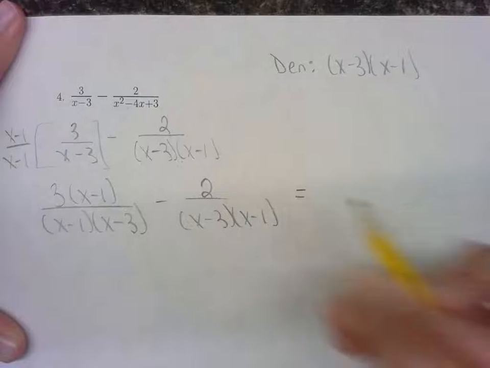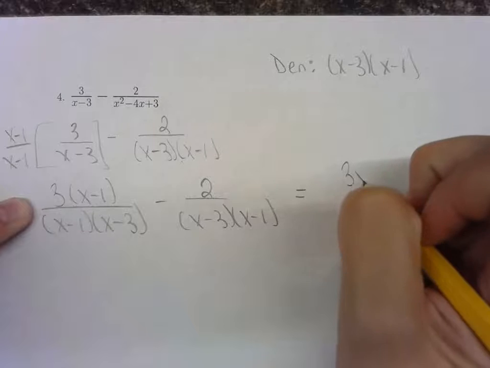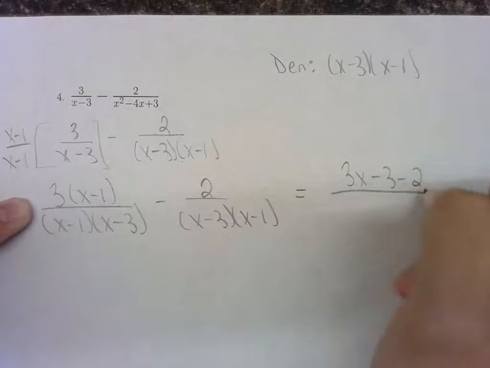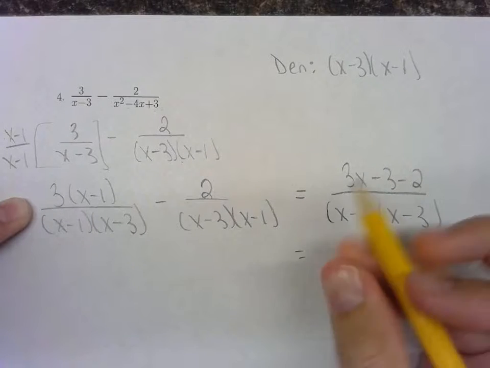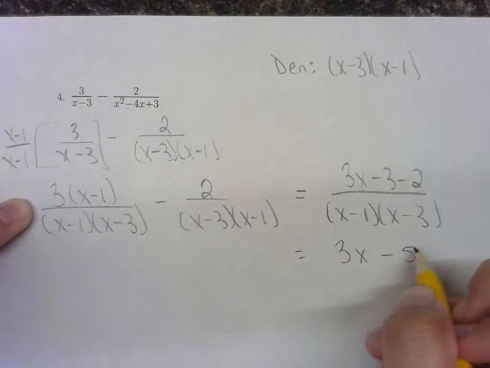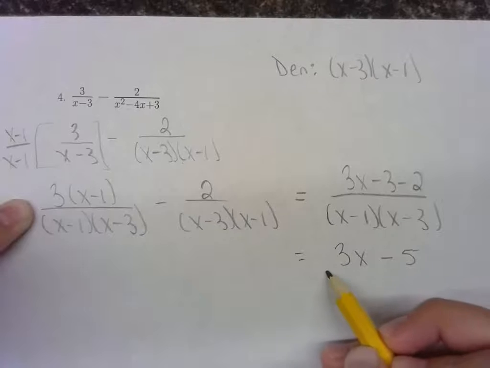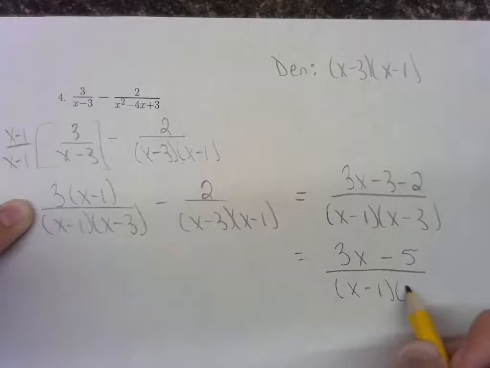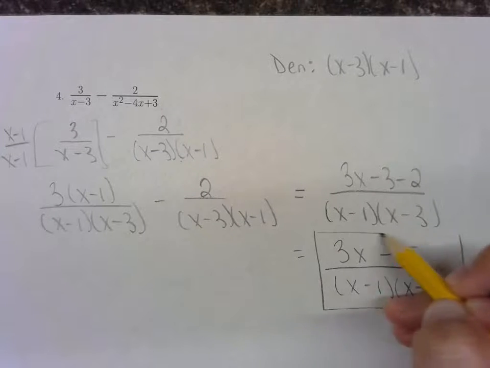Okay, so now we can go ahead and subtract. I'm going to go ahead and distribute this. This is 3x minus 3. So this is 3x minus 3 minus 2 over x minus 1 times x minus 3. So this becomes 3x minus 5, over x minus 1 times x minus 3. Okay, and I believe that is as simple as that can get, because we can't factor that.